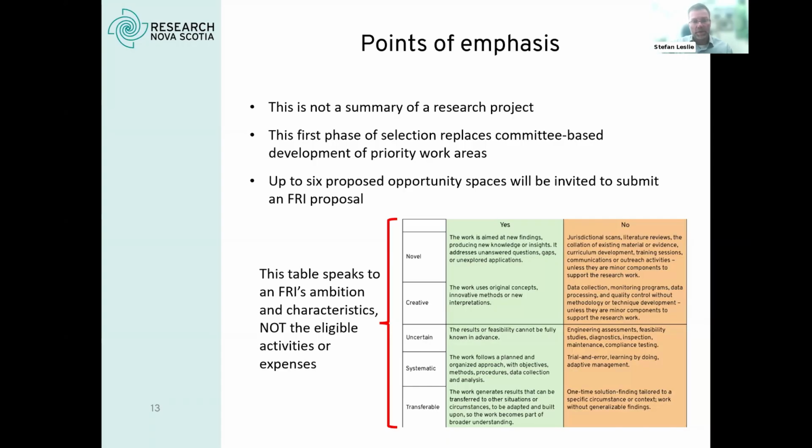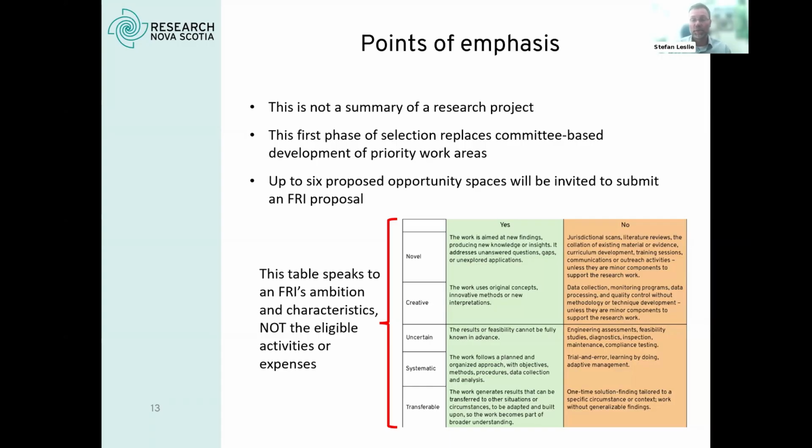The last part of this page, on the bottom half, you'll see a table on the right-hand side with a roughly green and a roughly orange or red column with yes and no. What's on the left-hand side are the five different aspects of what we mean by a research project for Research Nova Scotia. There are really 2 points I want to make on this. The first one is relatively more easily made, and that's what's written to the left: this speaks to the ambitions and characteristics of the FRI.